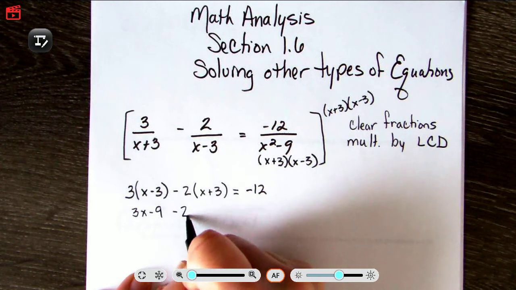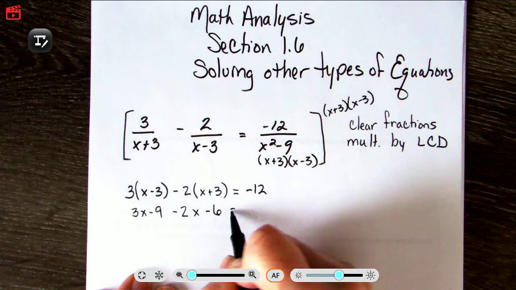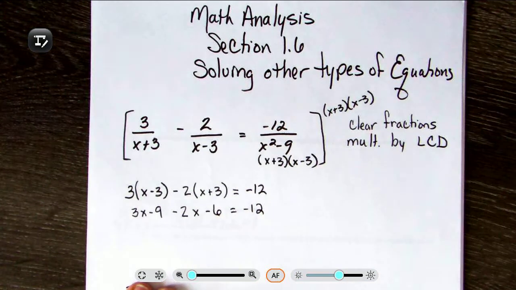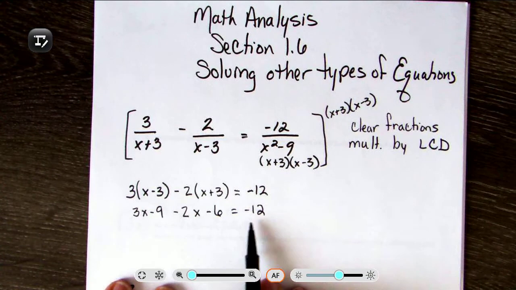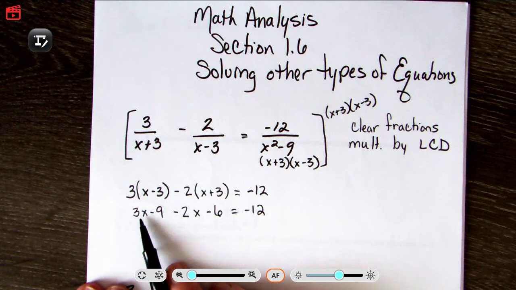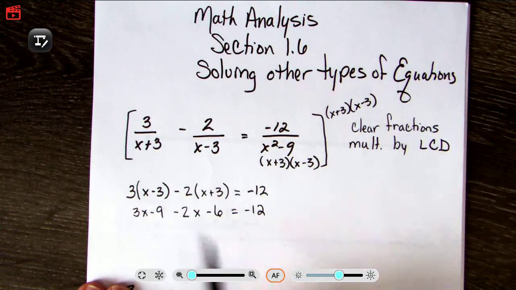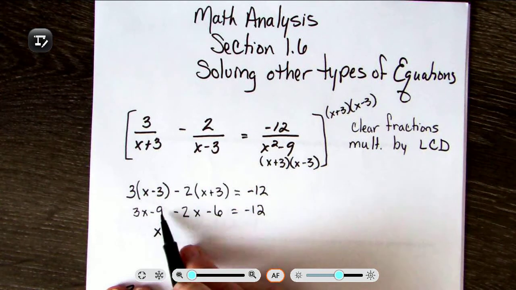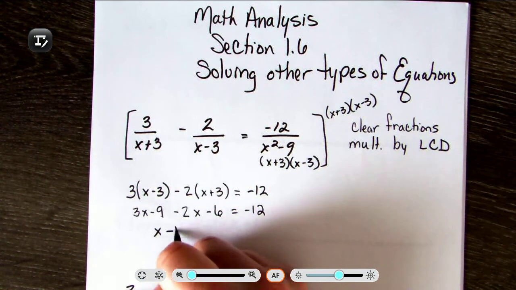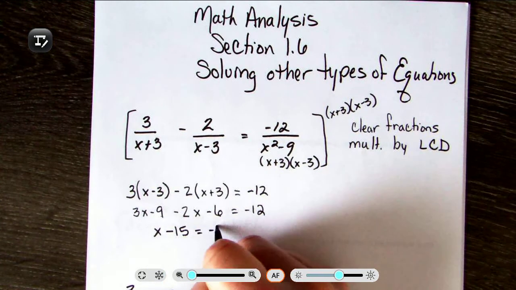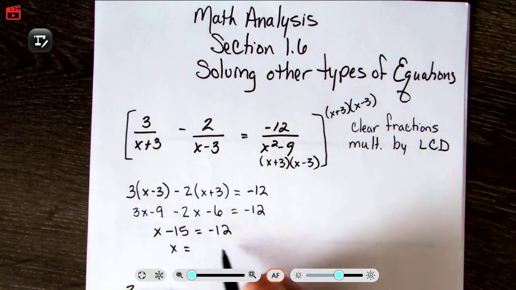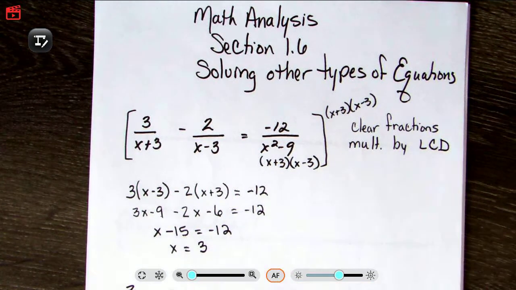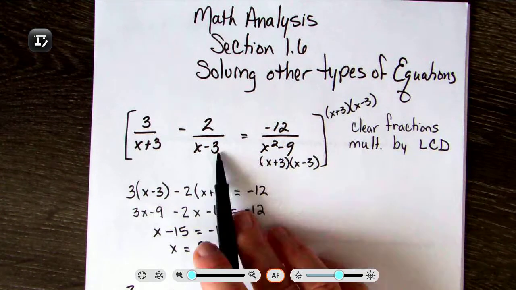Now I can distribute very carefully. 3x minus 9 minus 2x minus 6 equaling a negative 12. I'm going to combine my like terms. The 3x and the negative 2x gives me a single x. The negative 9 and the negative 6 gives me minus 15 equals negative 12. I will add 15 to both sides. So x is 3.